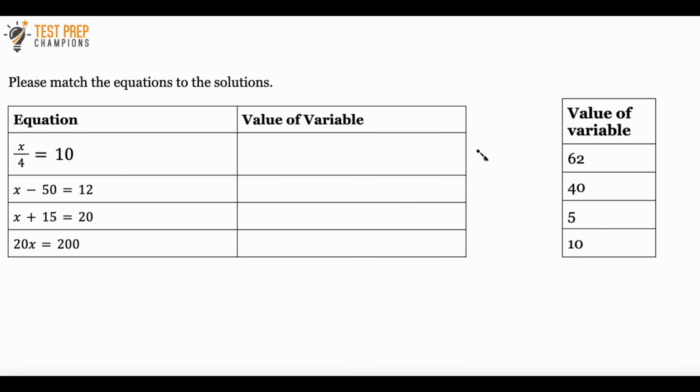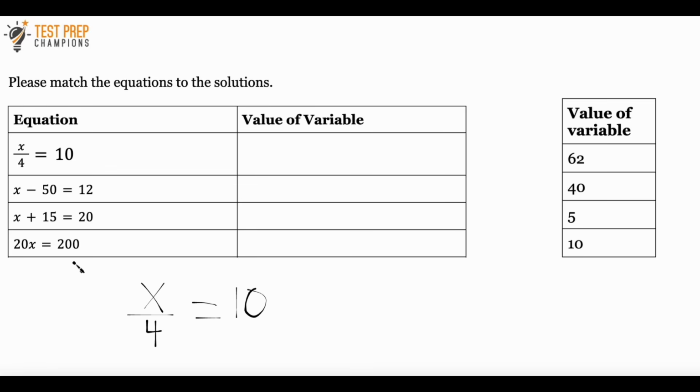Okay, so what I'm going to do is take each equation and I'm going to work each one by one here, starting with x over 4 equals 10. So what we have to do is figure out the value of the variable. Now, a variable is just another word for something that we don't know. It's a word for an unknown. And we are going to represent a variable with a letter. So the variable is x here.